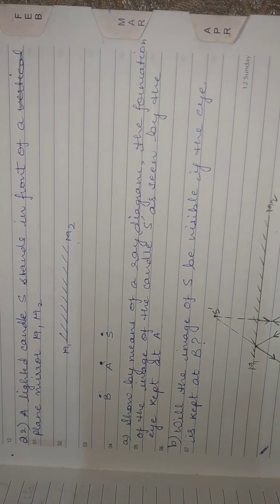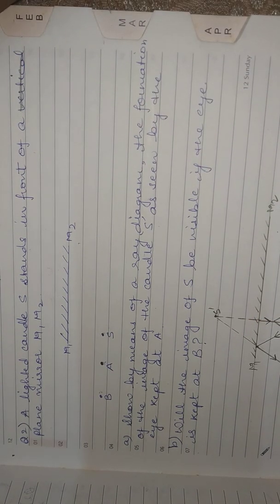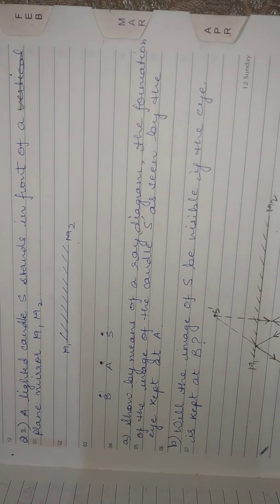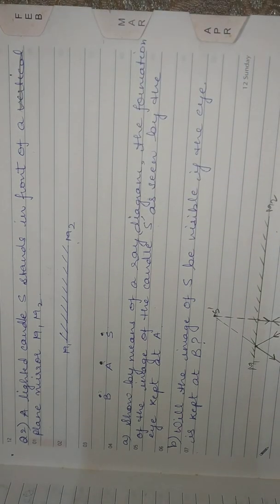Answer is definitely no. B will not be able to see the image of the candle S dash, because it is far beyond its perception. It will not be able to get the reflected rays at this particular point. So these are the 2 questions based on the nature of the image.